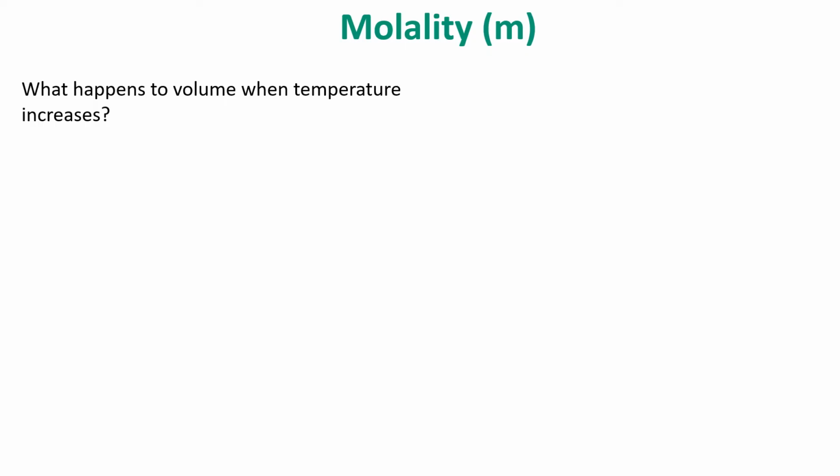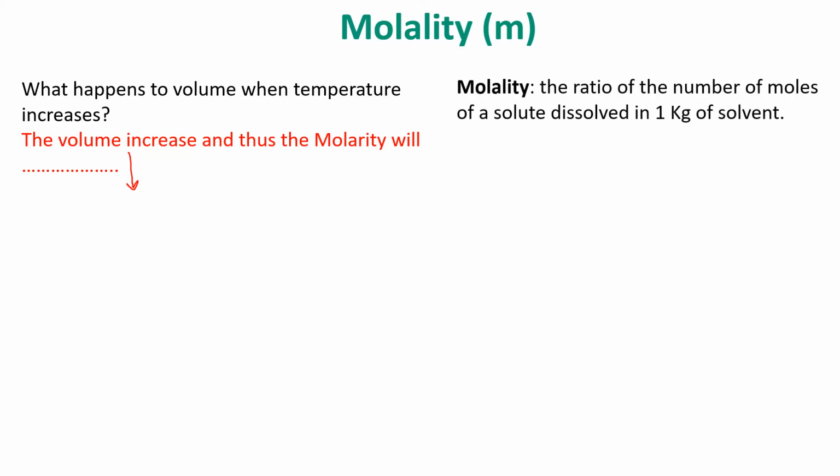So what would happen to the volume when the temperature increases? Usually, the volume is going to increase, right? Because when the temperature increases, the distance between atoms increases, and thus the volume increases, right? So the molarity is going to decrease. In order to avoid such problems, chemists use another way to find concentration, and that is molality.